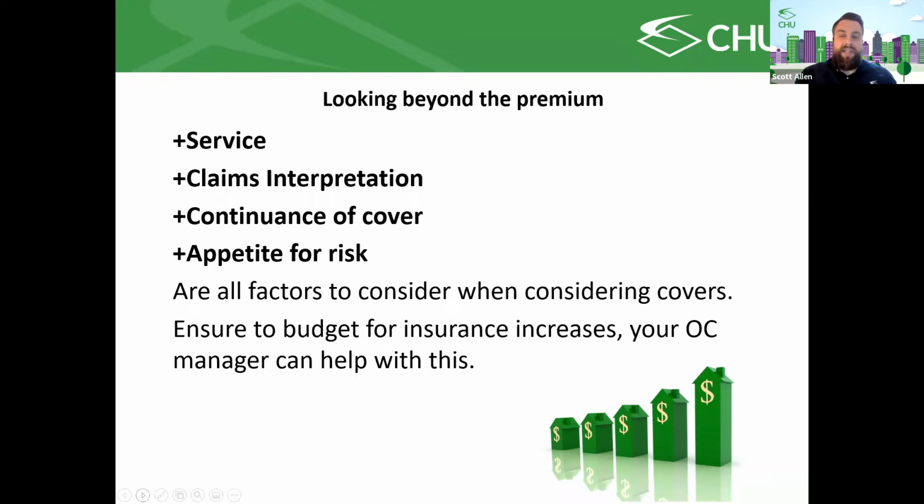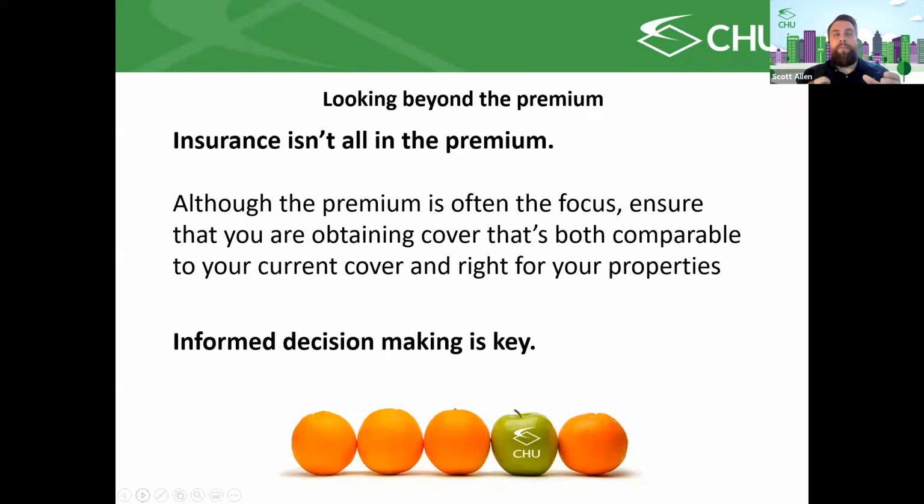Yet again, your OC manager has a wealth of experience in this, and can definitely help you make your way through the minefield that is the different types of cover that are around. And of course, premium's the focus. If I get my car insurance or my home insurance in the mail, the first thing I do is open up that envelope and look at the premium. Everyone does. But just make sure you're also taking the time to make sure that the policies you're considering are right for you.